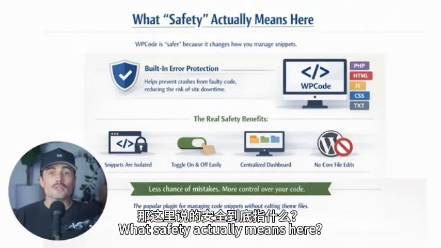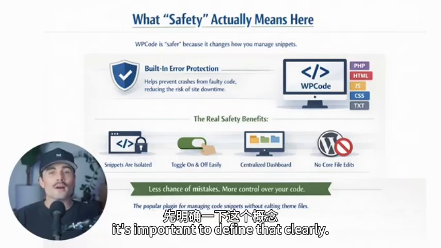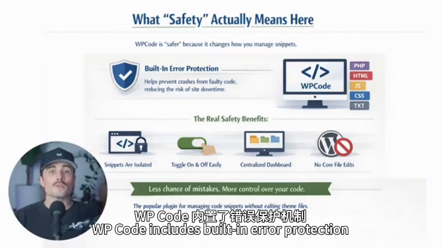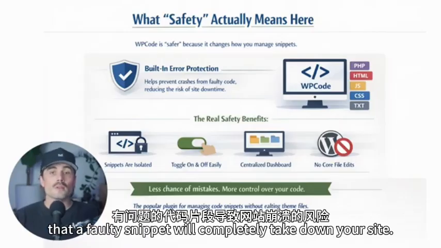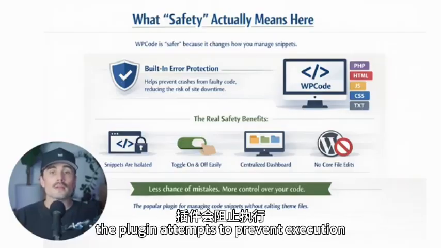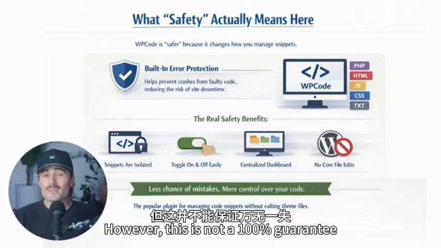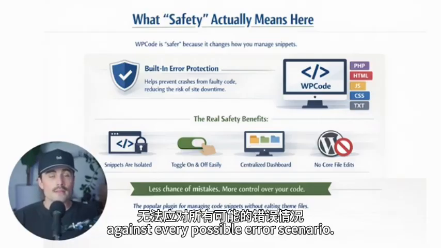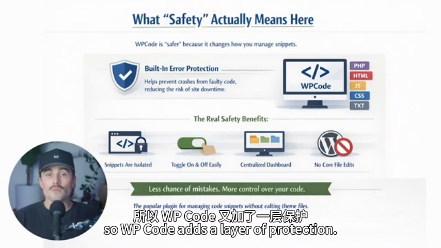What safety actually means here. Now, when we talk about WPCode being safer, it's important to define that clearly. WPCode includes built-in error protection designed to reduce the likelihood that a faulty snippet will completely take down your site. For example, when adding PHP snippets, the plugin attempts to prevent execution of code that contains obvious fatal errors. However, this is not a 100% guarantee against every possible error scenario. WordPress itself also includes recovery mode for fatal errors, so WPCode adds a layer of protection, but it doesn't make custom PHP risk-free.